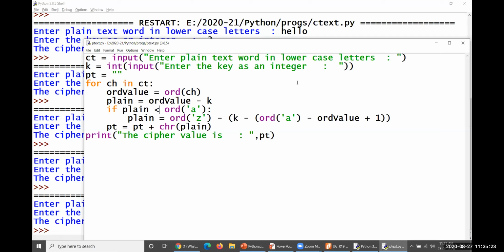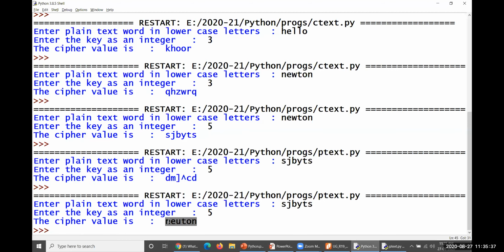Let me enter one more time. So sj pyts, and our thing is this one. Yes, you could get Newton. Then EW, we need to get the W. So we would like to check out this particular value, why it is U instead of this one. Of course, everything is correct only. So in this way, you could get the output.